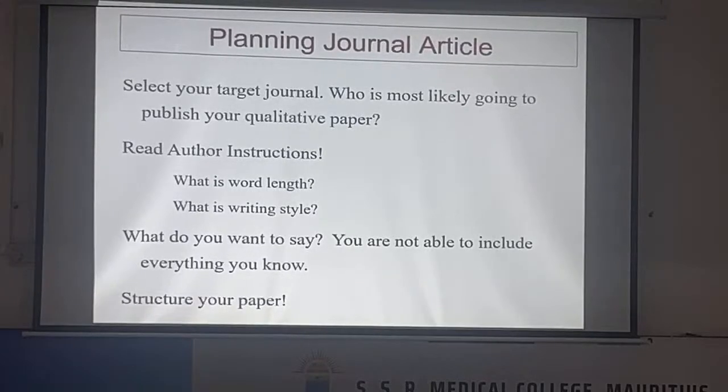And the basic things like the length, style, British English or American English, referencing style, Harvard or Vancouver, what type of style they want. And the easy way is, if you decided to publish in one journal, look at another article of the same journal. That will give you a better idea as well.